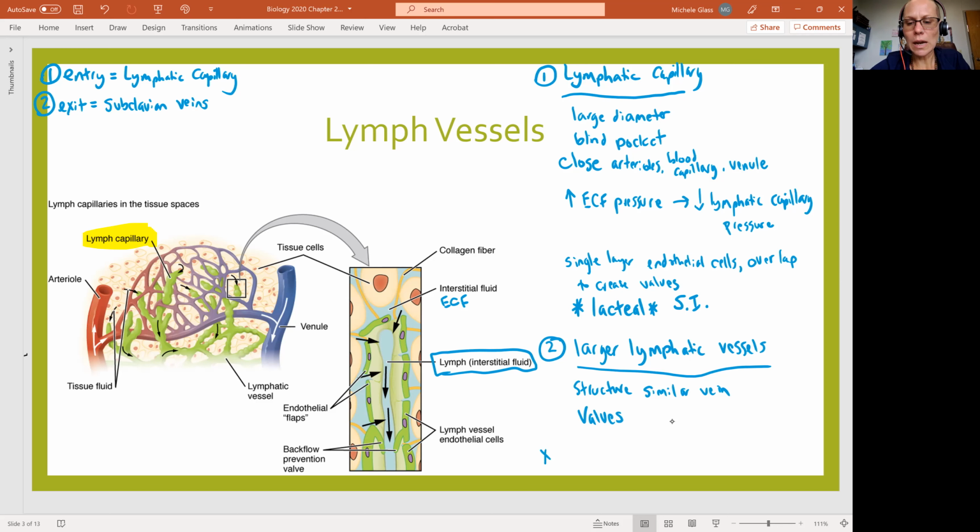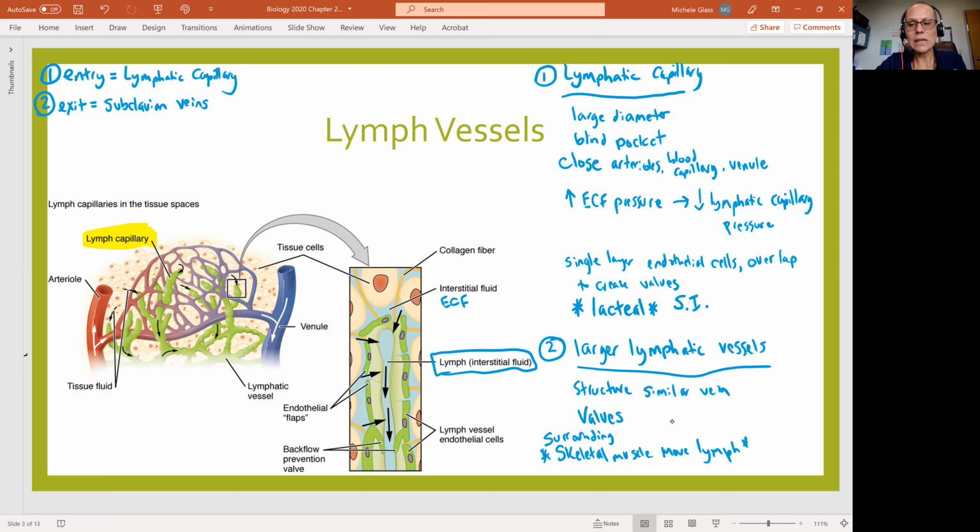We will see the surrounding skeletal muscle is going to move the lymph. That's going to be really important in helping to squeeze the lymph through the system, just like with the veins. And just like with the veins, once you get to a certain point, the valve shuts, so you don't get that backflow.